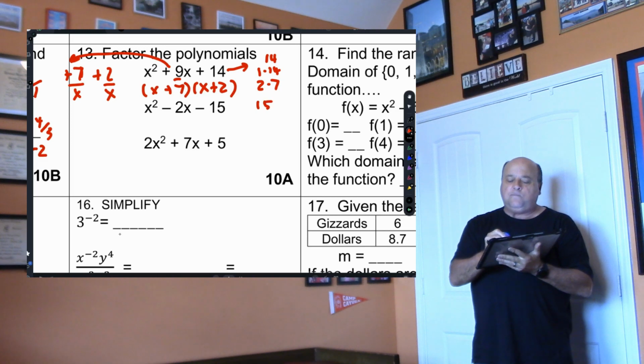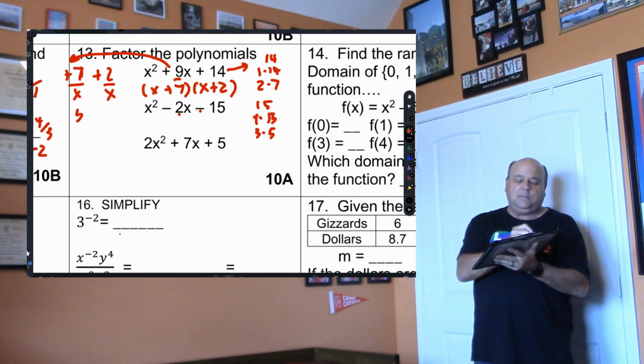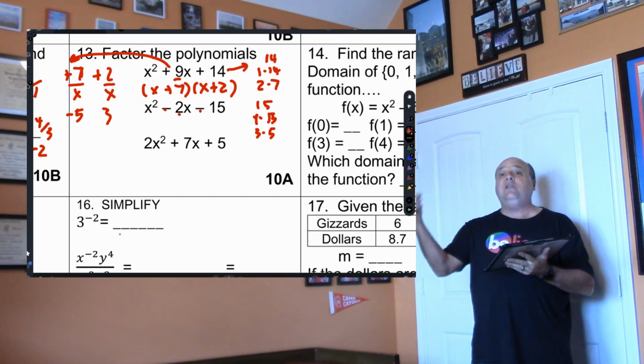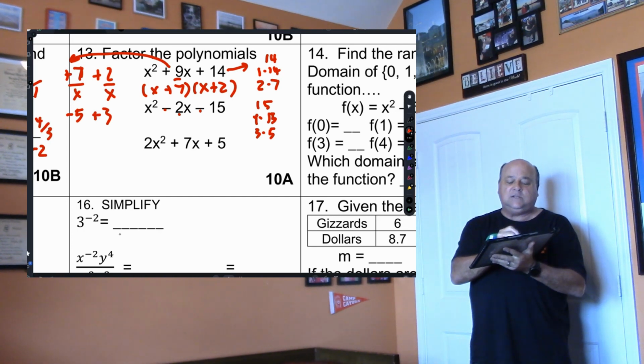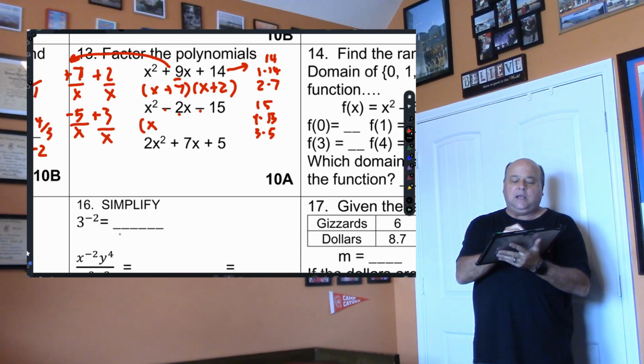We got 15. 1 times 15, and we got 3 times 5. We want to subtract and get 2. That's going to be the 5 and the 3. The minus goes to the big number. If I make the 3 negative, -5 minus 3 is -8, so I'm going to make it plus. This is x squared, so the bottom will be x and x. The answer is going to be x minus 5 and x plus 3.